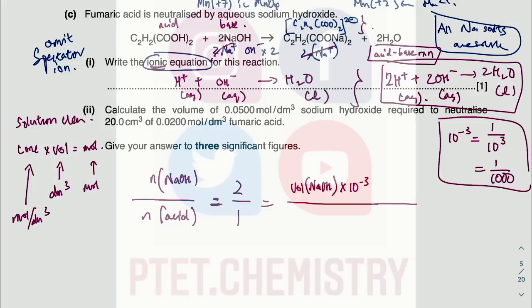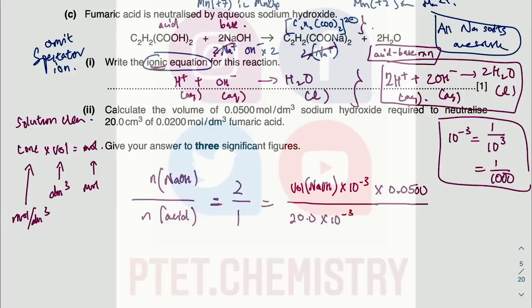You have to know how to key this in your calculator. So you multiply by 10 to the minus 3 to convert it to dm cube. You multiply by the concentration, which is 0.0500 mole per dm cube. Volume in dm cube multiplied by concentration in mole per dm cube gives you mole. This is mole of NaOH. Equal, equal.